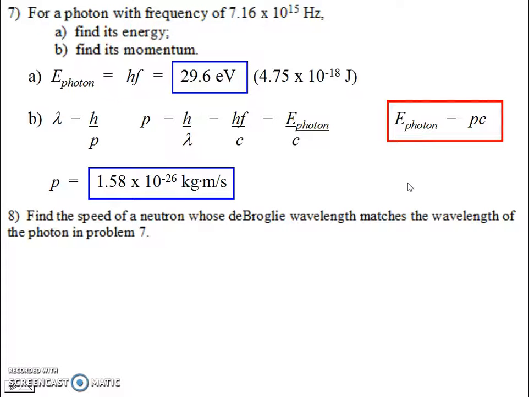You can put that in your notes. So now we have two different equations for the energy of a photon, one based on the frequency, the other based on its momentum. All right, on to number 8.